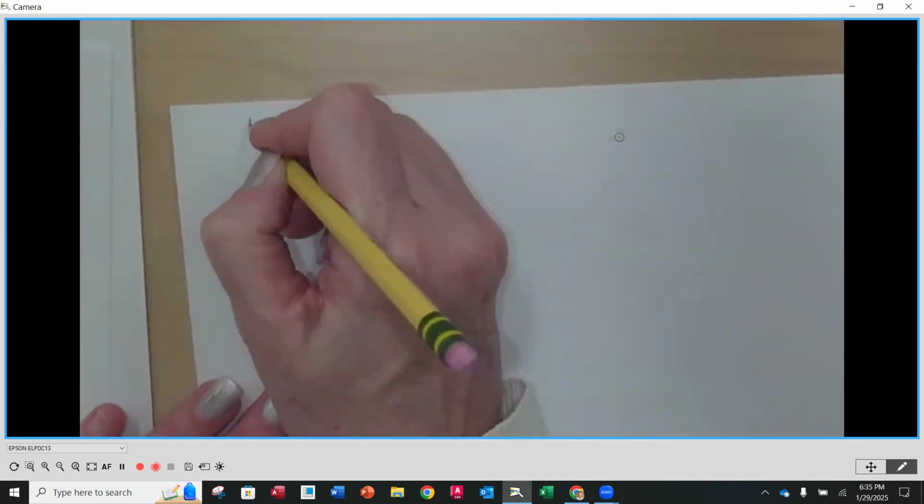So this is going to be concept application 2.5.